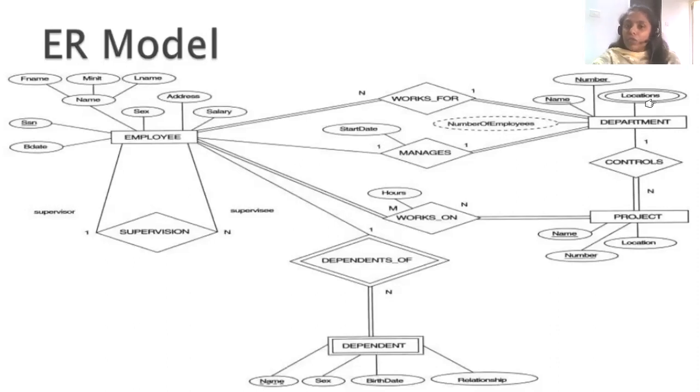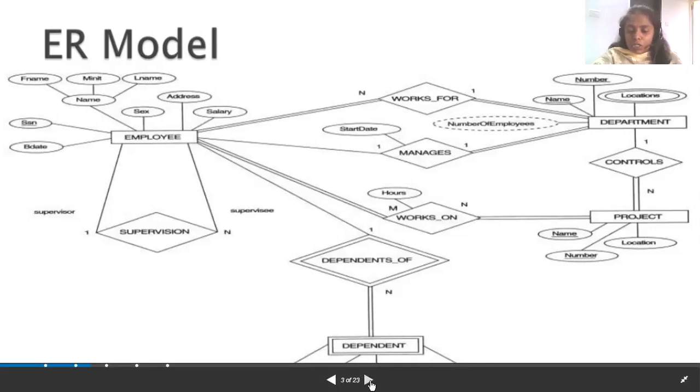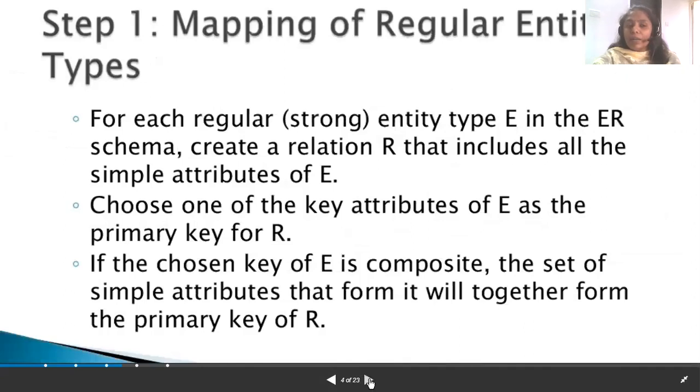There is also a method, or an algorithm, or a step to convert the multi-valued attribute into the relational model. Now we are going to start the mapping one by one. This is the pictorial representation of the ER model, and we are going to take this as an example. What will be the first step? Mapping of regular entity types. That means we have to map the strong entity types from the ER diagram.